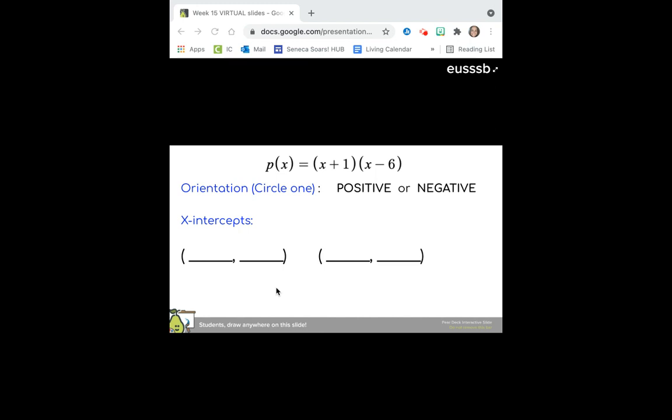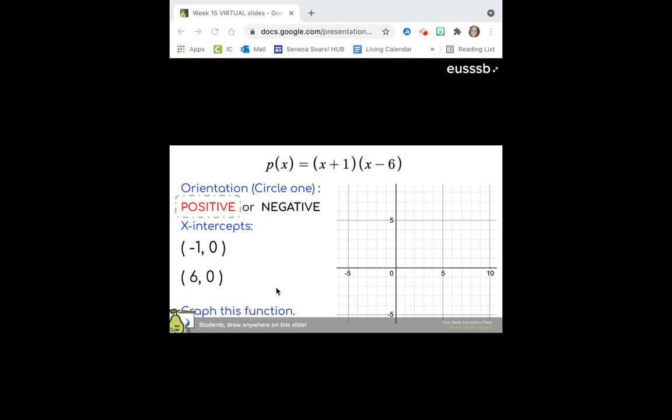All right, looking good. So just knowing that we're flipping those signs and our orientation is positive. So now go ahead and sketch a graph of what that should look like.